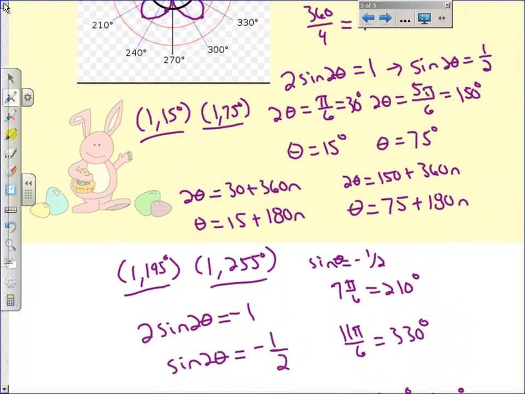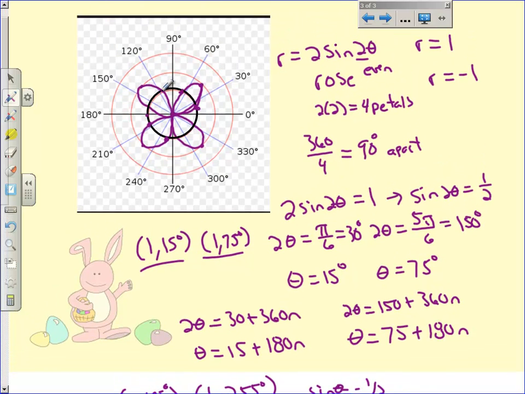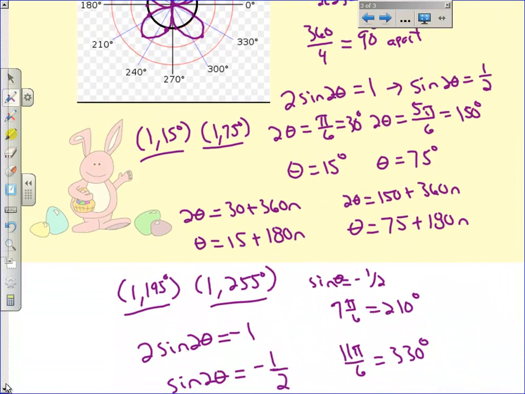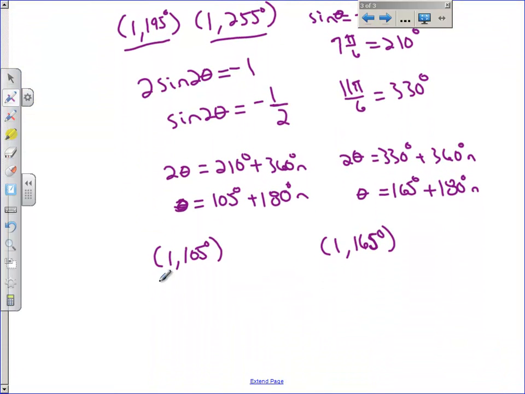105 degrees would be this one right here, and 165 would be this one right here. And if I add 180, I'll go get these other 2 to get my 8 points of intersection. So let's go down here and write those down. If I add 180, I'm going to get (1, 285), and then (1, 345). And those are my 8 points of intersection.